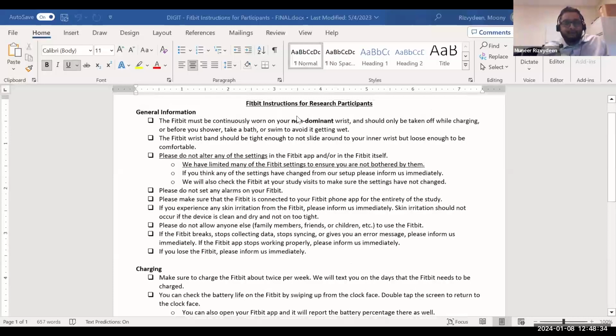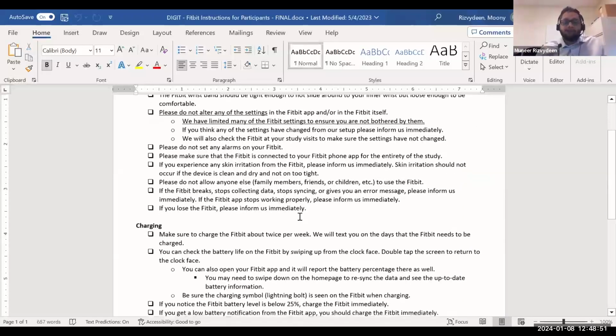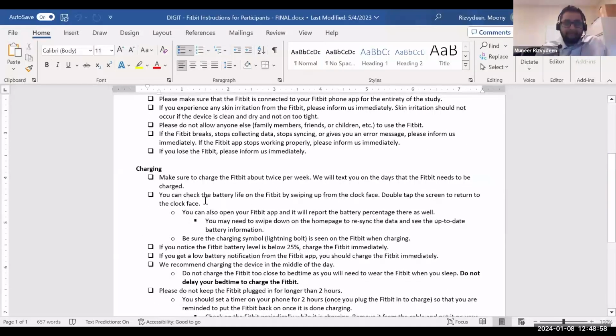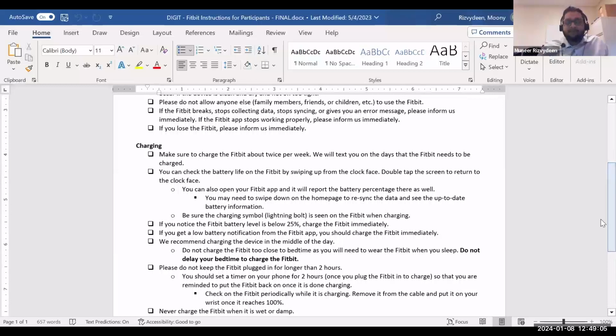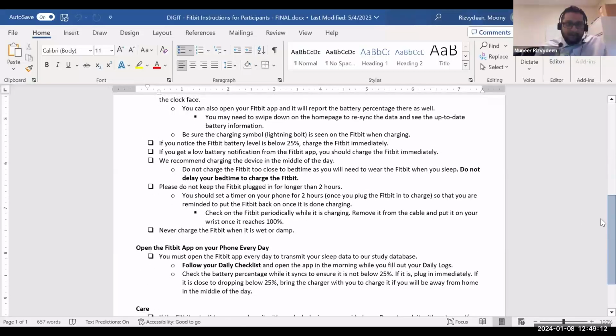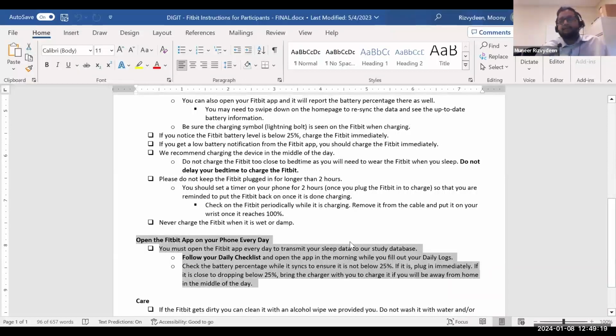Again, the warning about wearing it on their non-dominant wrist, not setting any alarms, the skin irritation note, just information that we provide them. We do ask them not to allow anyone else, like family members or friends, to use the Fitbit. It should just be on the participant's arm for the entire length of the study, except taken off when they shower or bathe. Instructions on their charging schedule. They can check the battery life. So that's the one interaction we ask them to make with the Fitbit, just swiping up or double tapping on the face of the Fitbit to be able to see the battery life. Lastly, the most important notification I would probably tell them is to open the Fitbit app on their phone every day, just so we can make sure that there's no problems on our end when we look at Fitabase.